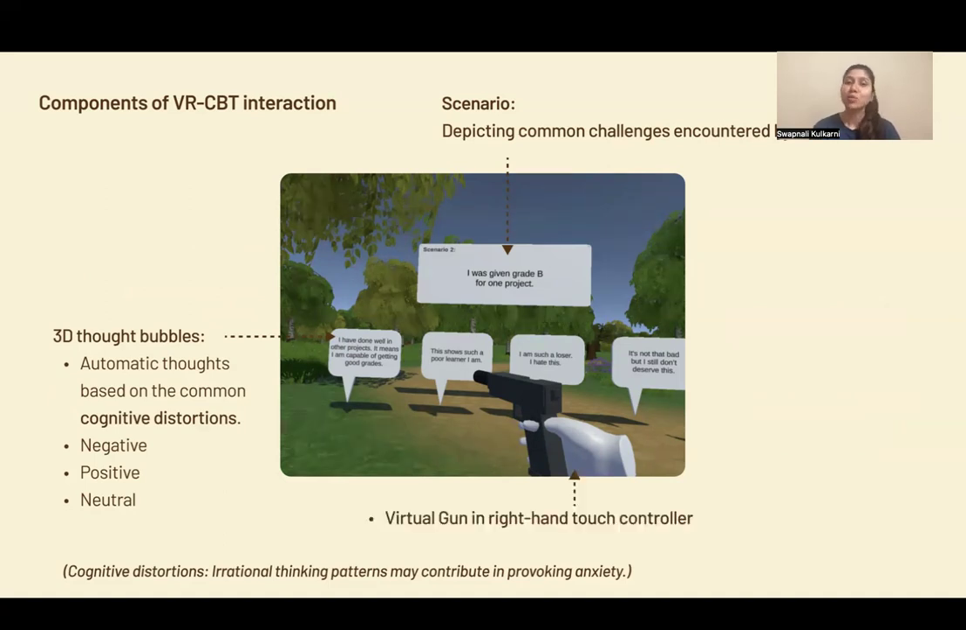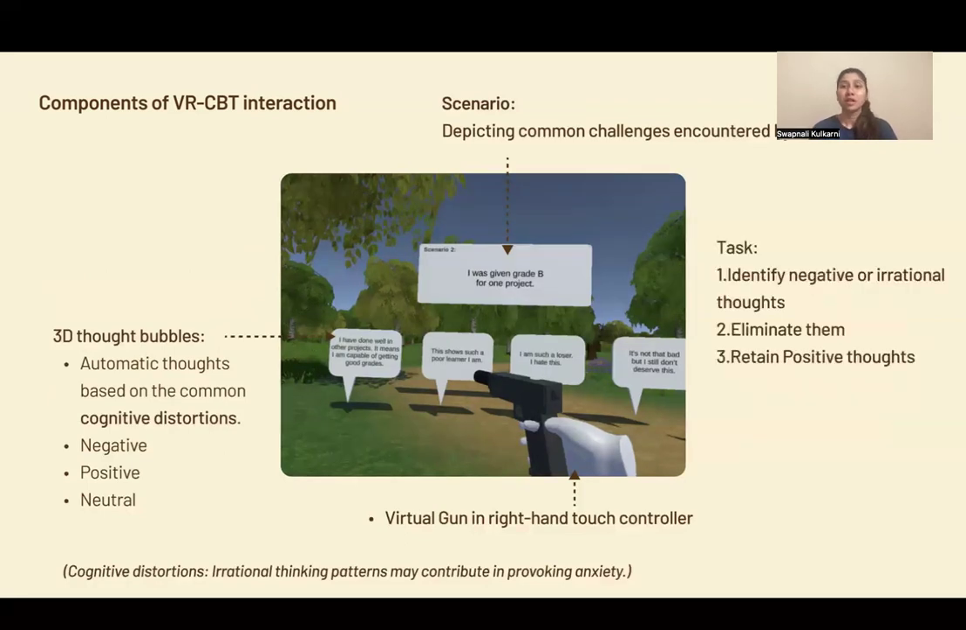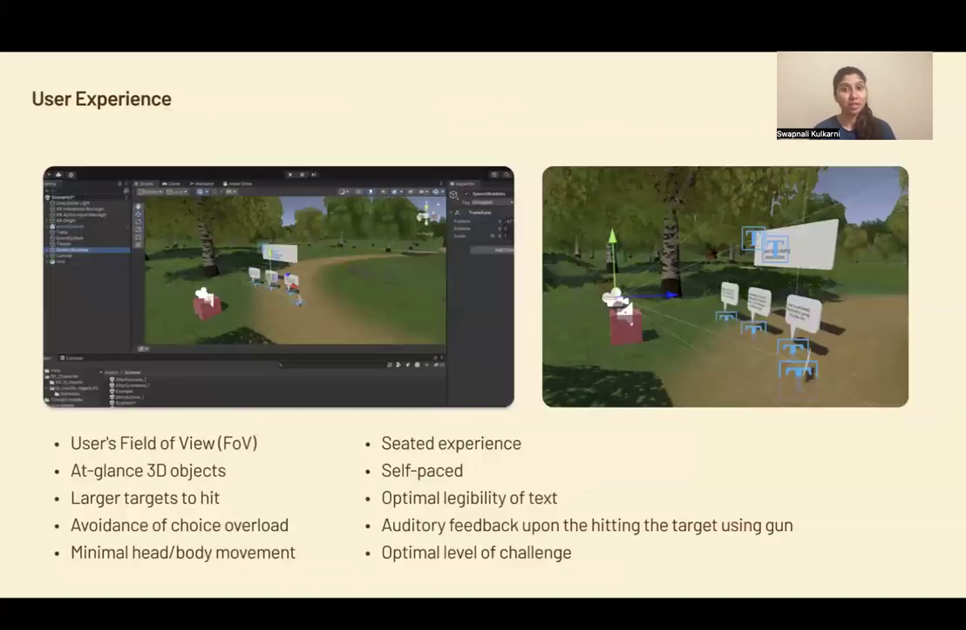And users are supposed to use the virtual gun through the right hand touch controller. And the task involves identifying the negative thoughts, eliminating them, and retaining the positive thoughts. This entire interaction is also called cognitive restructuring, which is the crux of CBT.